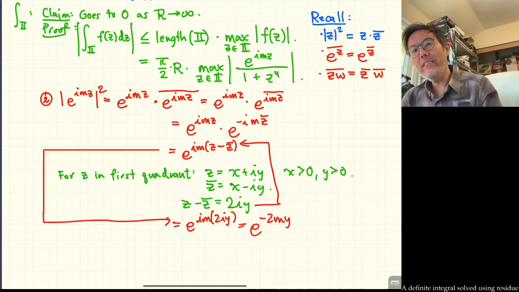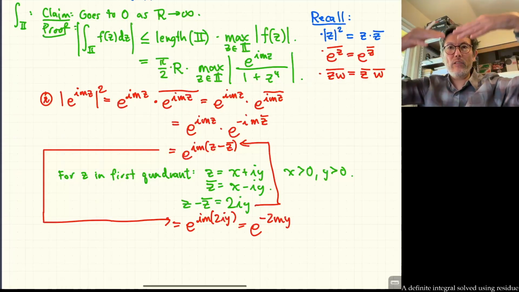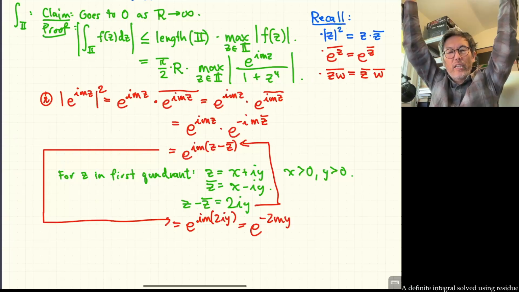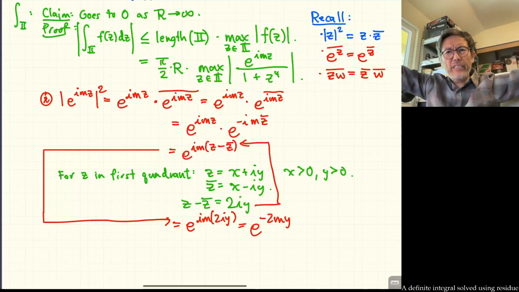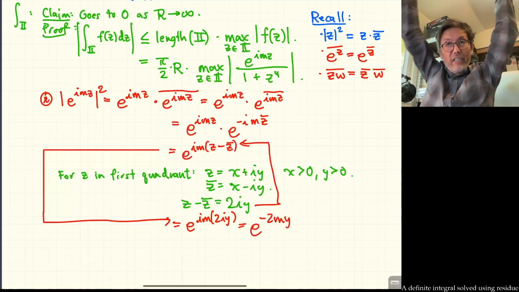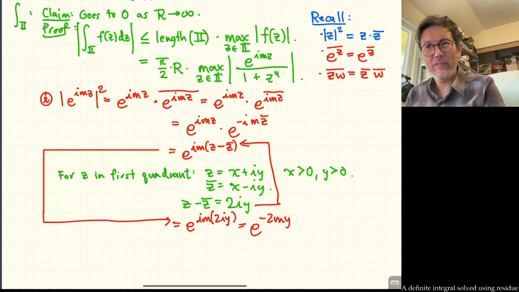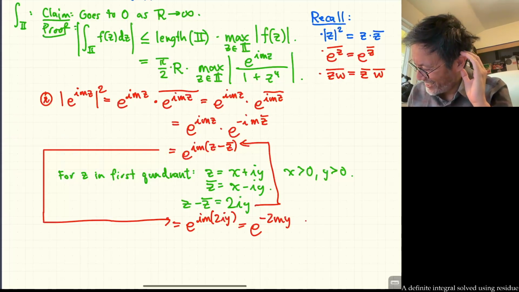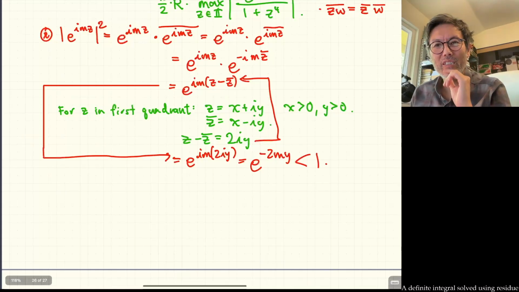Frankly, I don't even need z in the first quadrant. z can be in the first or second quadrant. And as we go further and further out, it's fine because periodicity is happening in the good way. The thing is bounded. Sorry, it's Saturday, okay? Just leave me alone. There we go. It's less than 1.